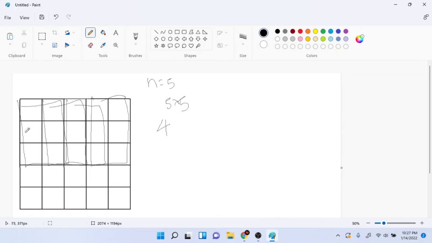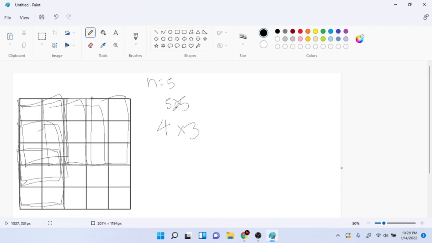And let's see how many columns we have. We have one here, two, and then three. Okay? So there's four of them in one row, and there's three per column, right? Three per column. So the answer would be 4 times 3.